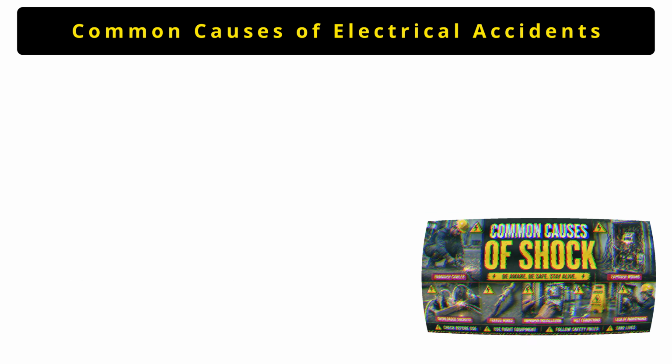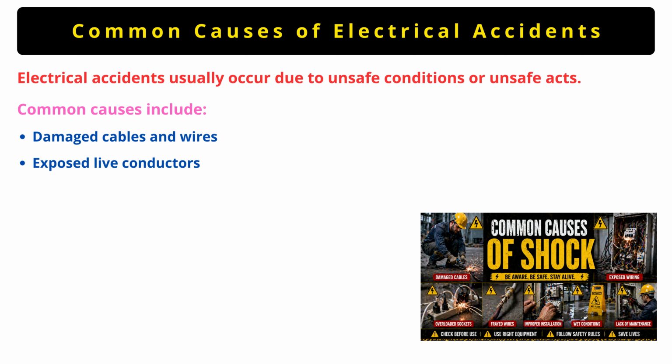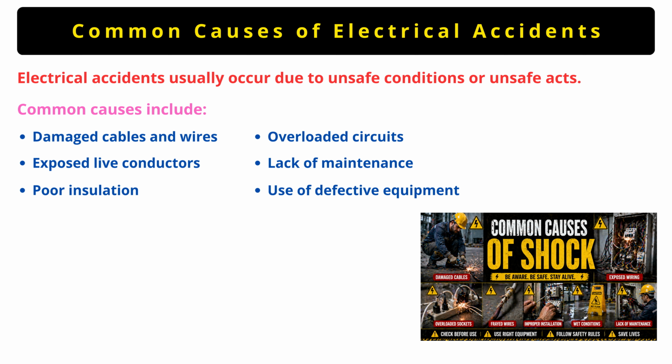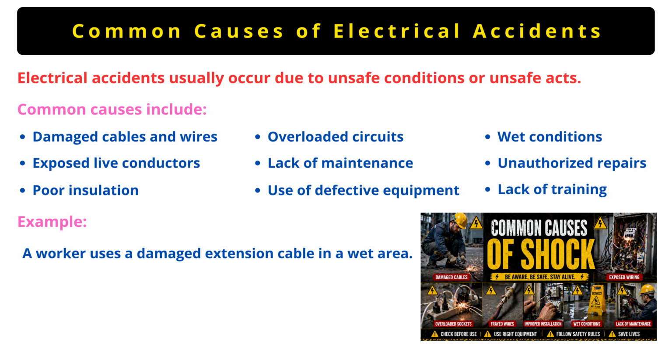Now let's talk about the common causes of electrical accidents. Electrical accidents usually occur due to unsafe conditions or unsafe acts. Common causes include damaged cables and wires, exposed live conductors, poor insulation, overloaded circuits, lack of maintenance, use of defective equipment, wet conditions, unauthorized repairs, lack of training. Now let's understand with an example. A worker uses a damaged extension cable in a wet area. This increases the risk of electric shock significantly.